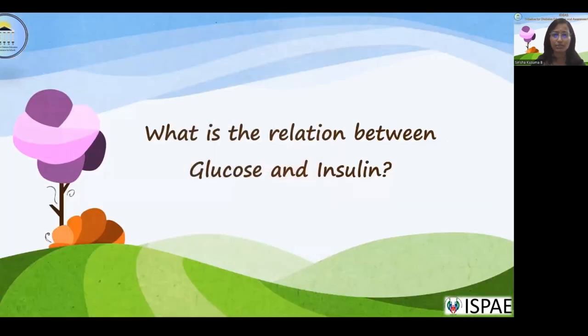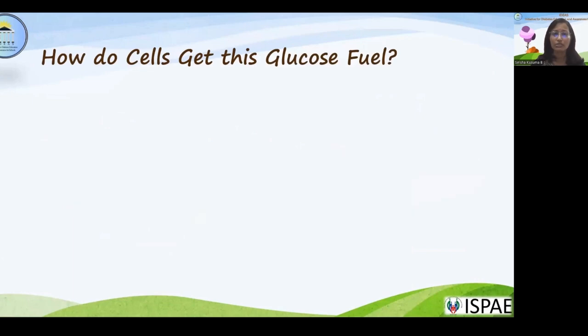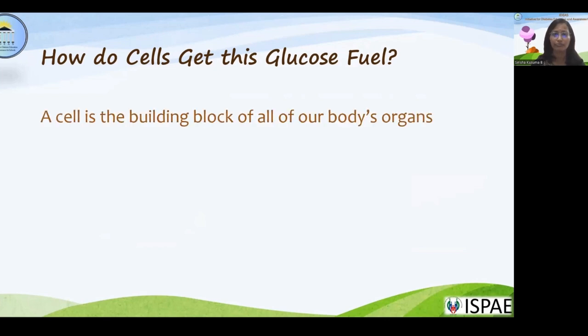So what is the relationship between glucose and insulin? It's important to understand that we all need glucose. Glucose is our energy source, just like petrol or gas for a car. Whatever food we eat is broken down by our digestive system to glucose, and this glucose enters the blood. But how does this glucose from the blood enter the cell? How do cells get the glucose fuel?